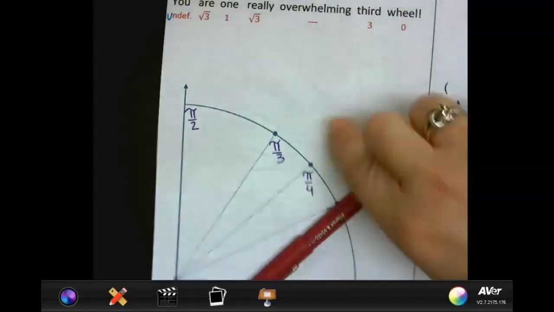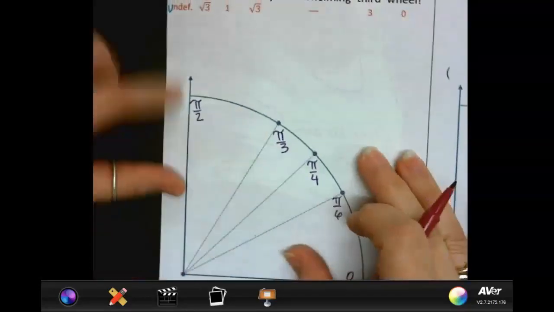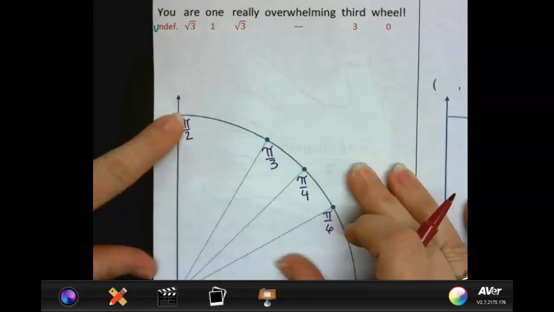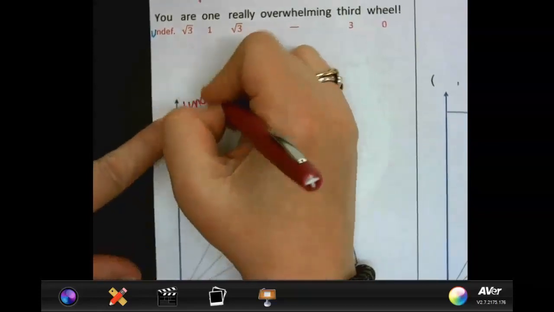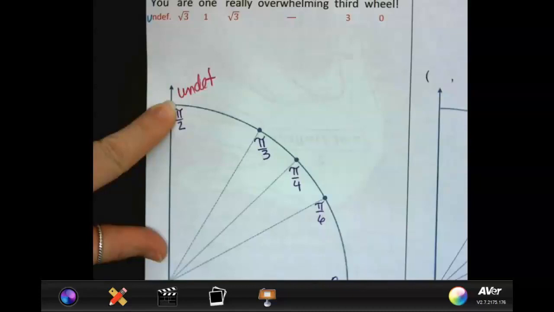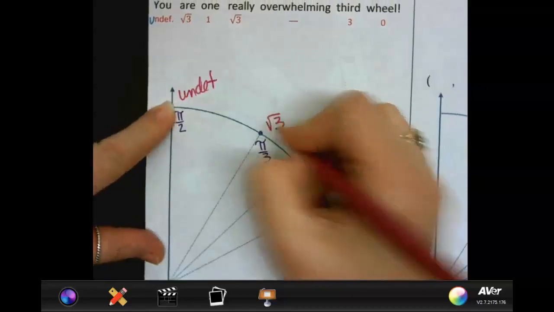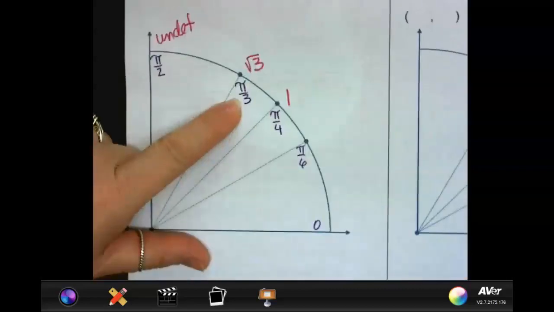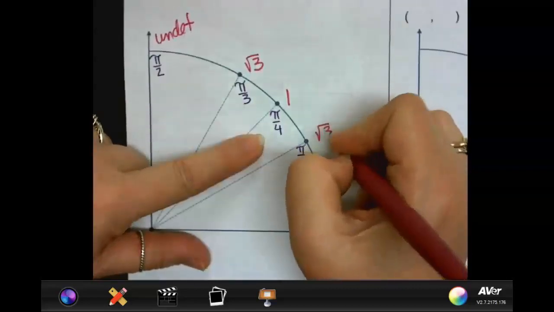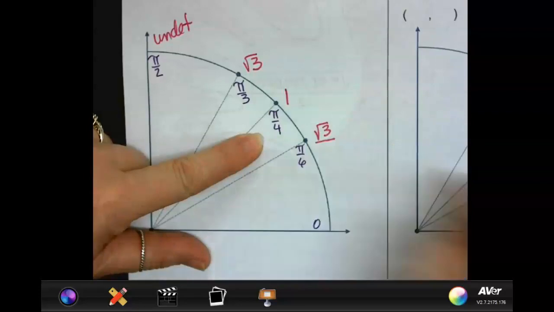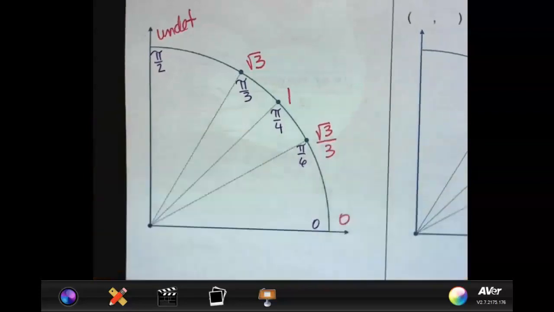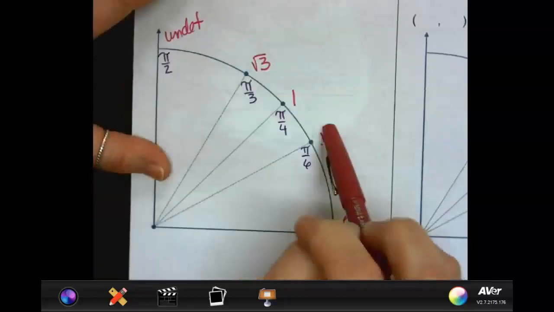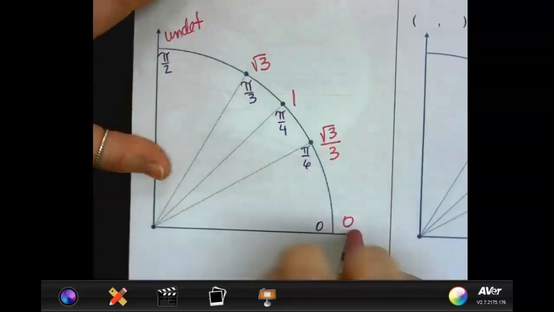Okay, so this U R one really overwhelming third wheel. So we just talked about the fact that this one is undefined. So U, which is undefined, R, square root of 3, 1, really, so that's another R, so square root of 3, overwhelming third wheel. You are one really overwhelming third wheel.